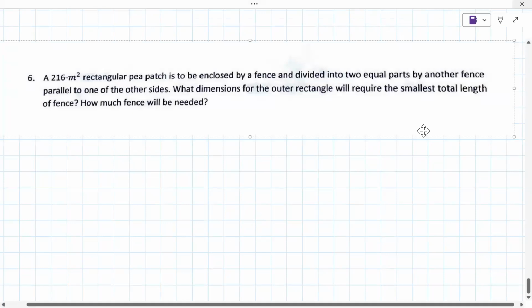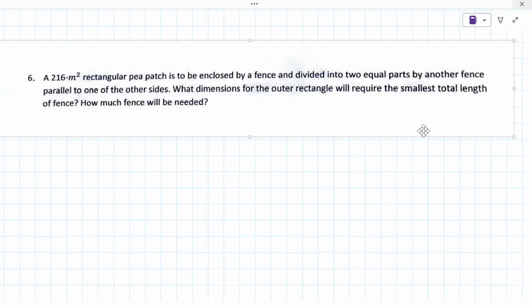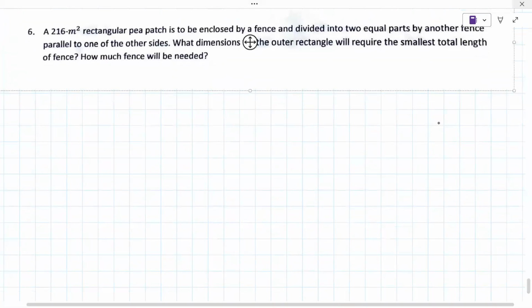A 216 meter squared rectangular pea patch is enclosed by a fence and divided into 2 equal parts by another fence parallel to one of the other sides. What dimensions for the outer rectangle require the smallest total length of fence? How much fence will be needed?